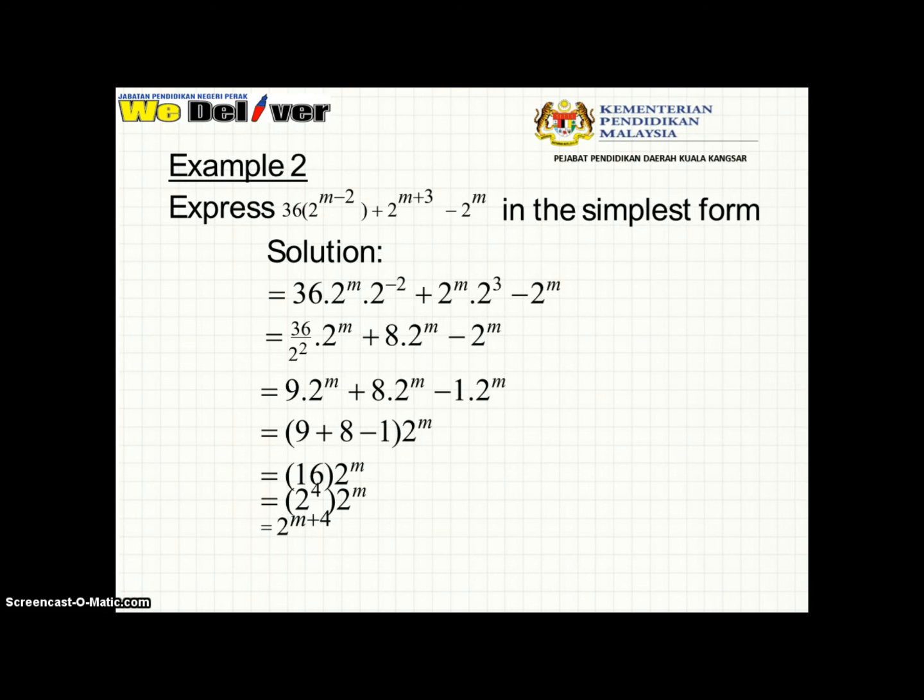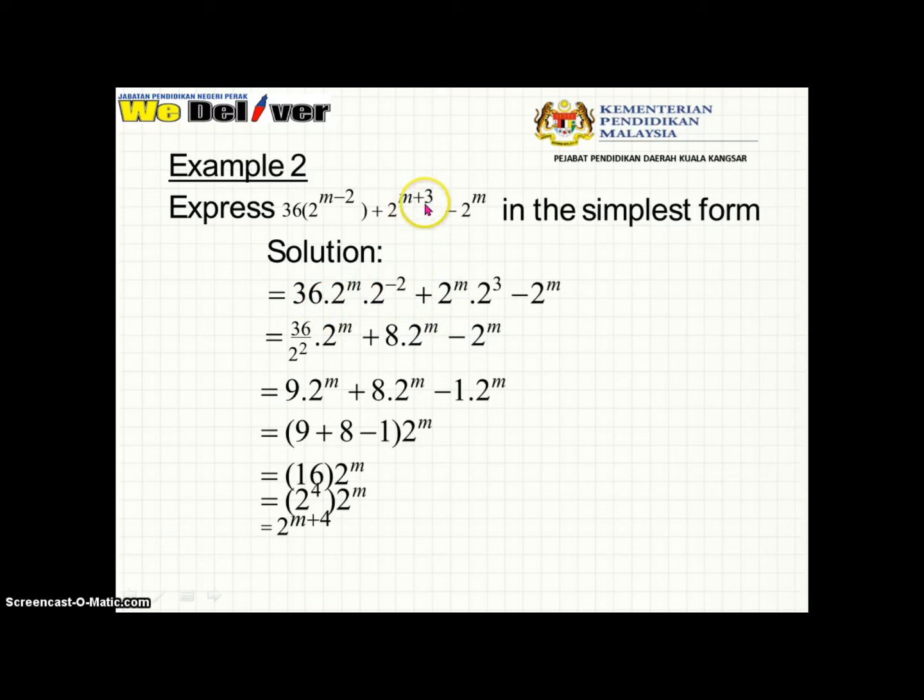Okay, and then example 2. Express 36 bracket 2 to the power of m minus 2 plus 2 to the power of m plus 3 minus 2 to the power of m in the simplest form. Okay, so we can separate 2 to the power of m minus 2 to become 2 to the power of m dot 2 to the power of negative 2. The dot here means multiply.